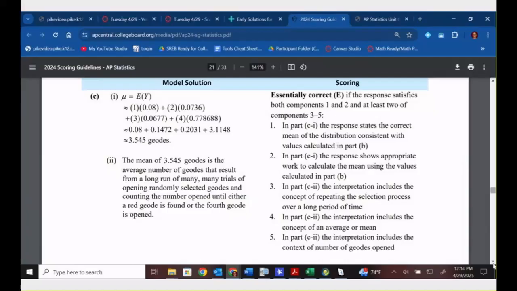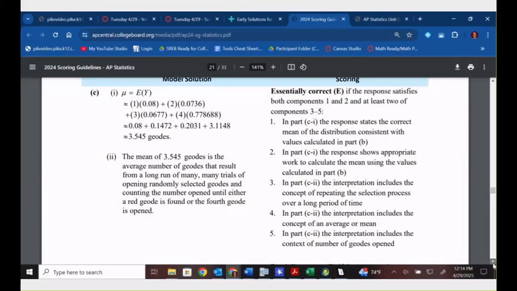The interpretation includes the concept of repeating the selection process over a long period of time. So they say if we do this many, many times, or they talk about in the long run. In part CII, the interpretation includes the concept of an average or a mean. So they really should be using one of those 2 words, average or mean. And in part CII, the interpretation includes the context of number of geodes opened. So 2 of those 3 components, and both of these components to get an E.